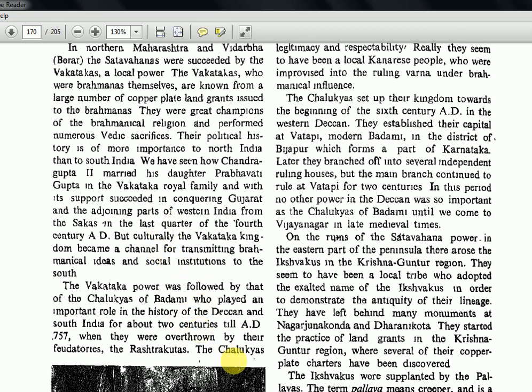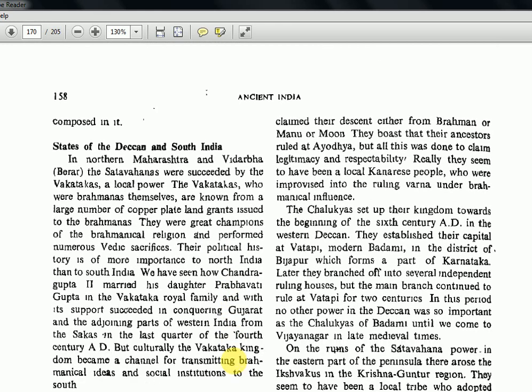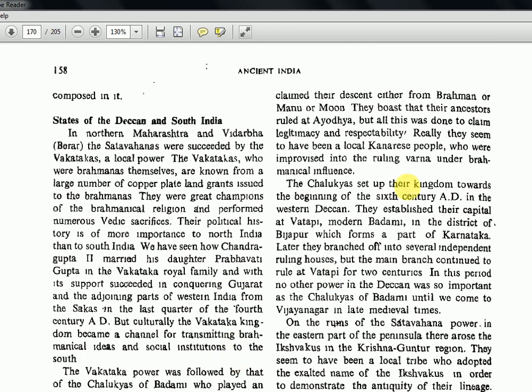So now the Chalukyas claimed their descent either from Brahma or Manu or the Moon. They boast that their ancestors ruled at Ayodhya, but all this was done to claim legitimacy and respectability. Really, they seem to have been a local Kannada people who were elevated into the ruling Varna under Brahmanical influence. This is like a passage they used to give in older days. They will give this passage and ask which kingdom we are referring to. So you should know all these things. This Moon, this Ayodhya, this Kannada people, all refer to the Chalukya people.